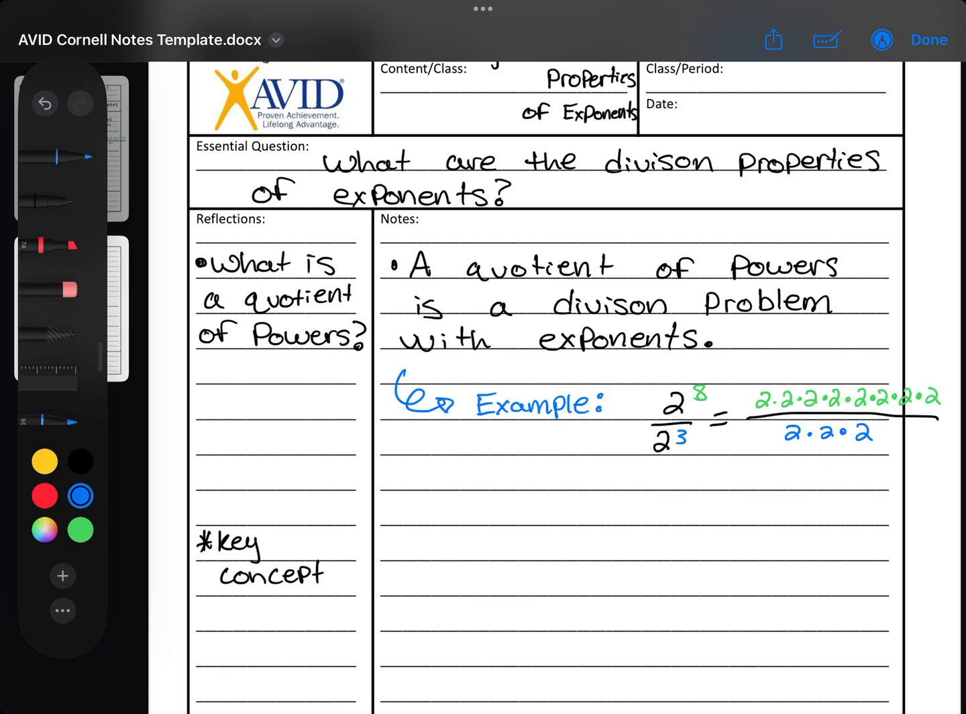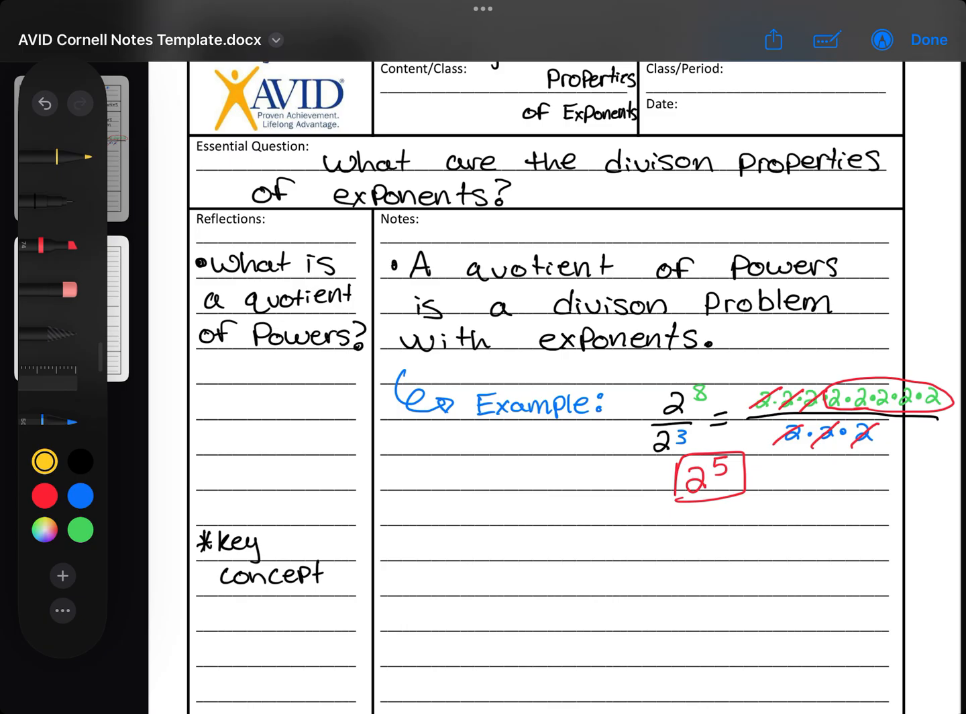Okay, so how do we solve or reduce something like this? Well, you're going to cancel out on the top with what is the same on the bottom. So I have a 2 up here, I have a 2 down here. So you keep canceling them out until there's nothing left to cancel out. So what you're left with is 2 times 2 times 2 times 2 times 2, which if you rewrite that with exponents is 2 to the 5th power, okay? So that's how you can reduce that.